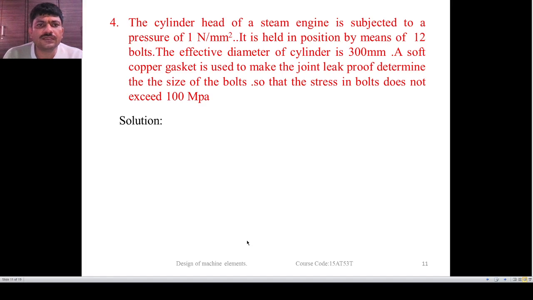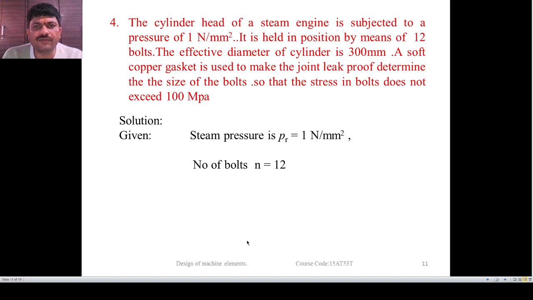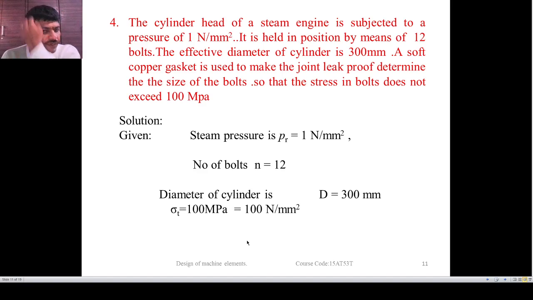The pressure of the steam, which is produced in the cylinder engine, is 1 Newton per mm square, and it is held in position by 12 bolts. Number of bolts n is equal to 12. The effective diameter of the cylinder, capital D, is 300 mm. The bolts are not initially stressed, and the tensile stress in the bolt does not exceed 100 megapascal, or 100 Newton per mm square.